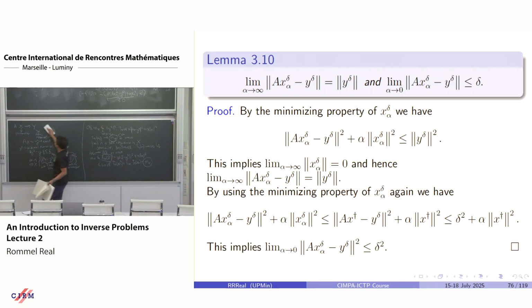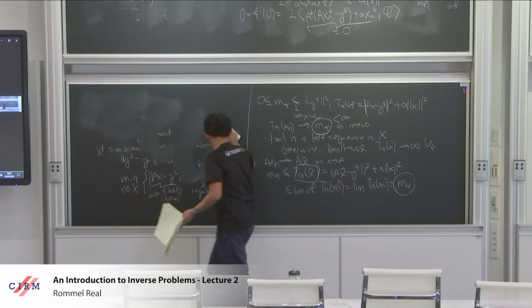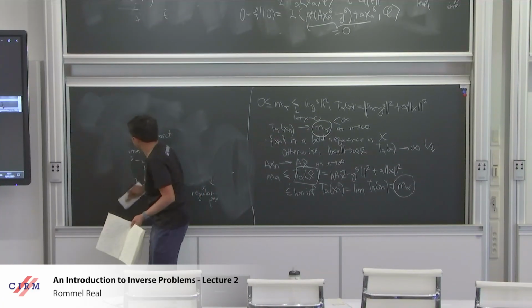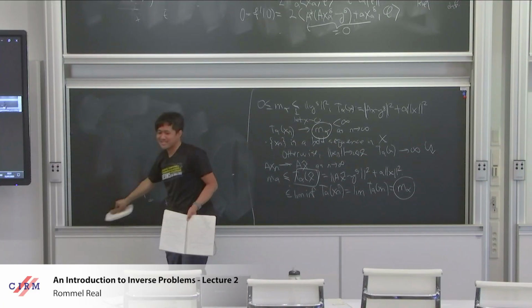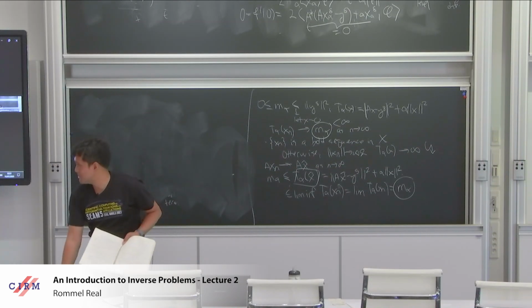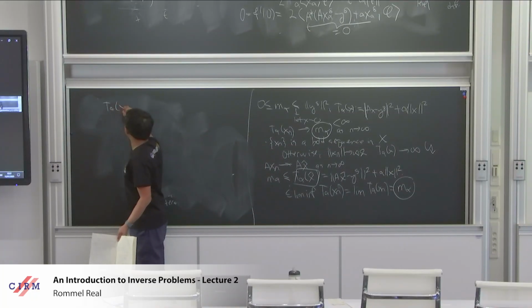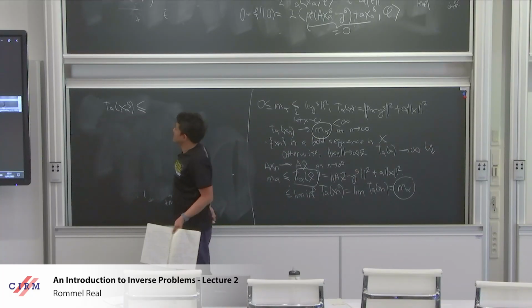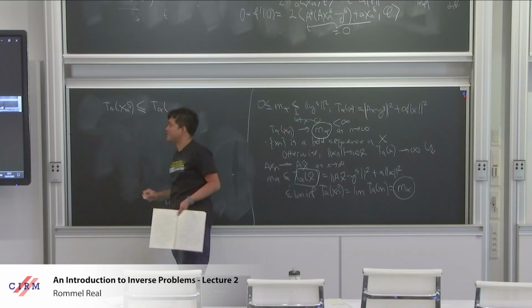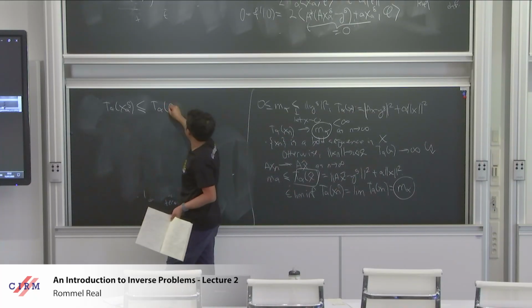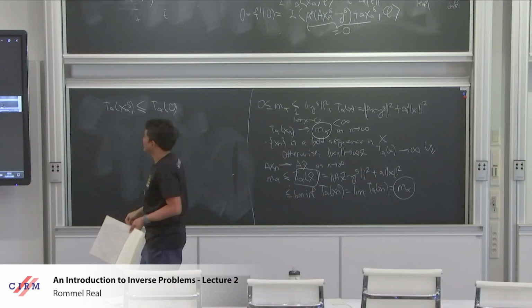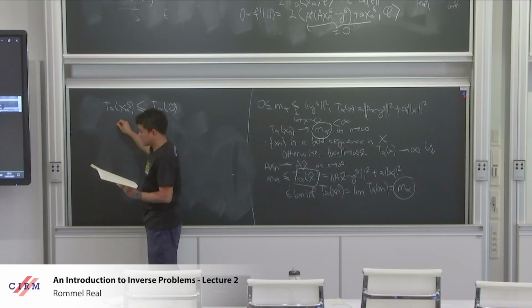Okay, time to draw. And so how do we prove it? It's like this. Again, we use the minimizing property of x sub alpha delta: T sub alpha of x alpha delta, because it's the minimizer, must be less than or equal to the value of T sub alpha at any other point. Here we just let it be 0, and that will lead us to that. Okay, so that one.